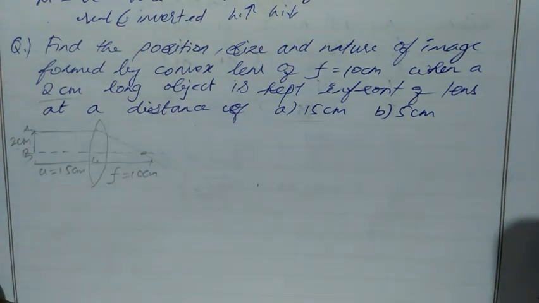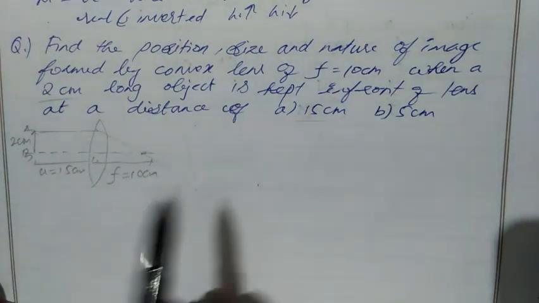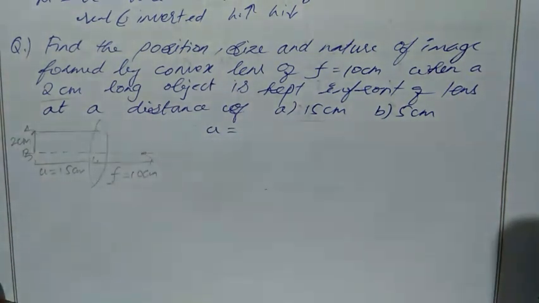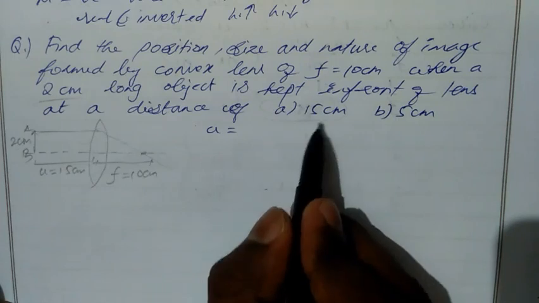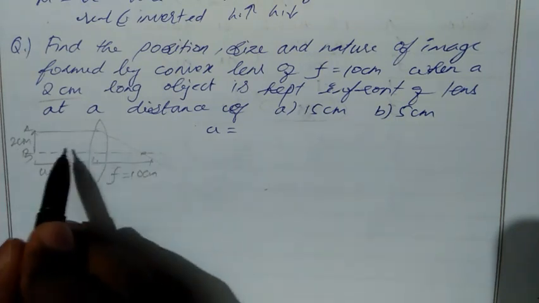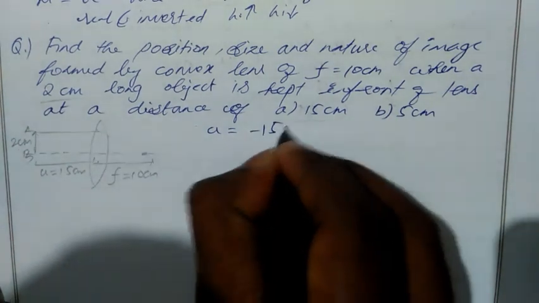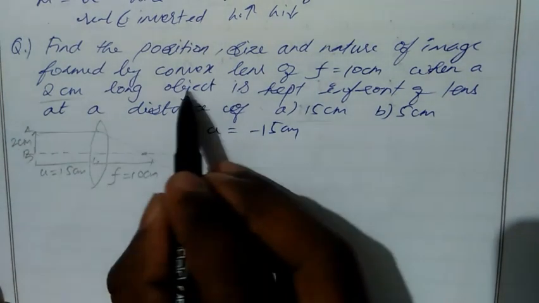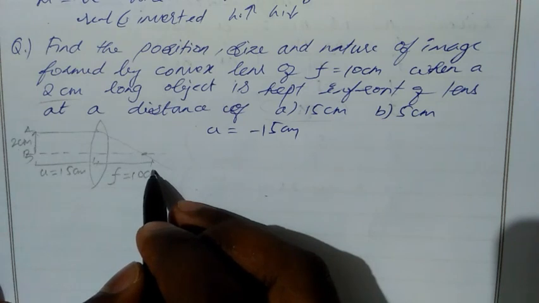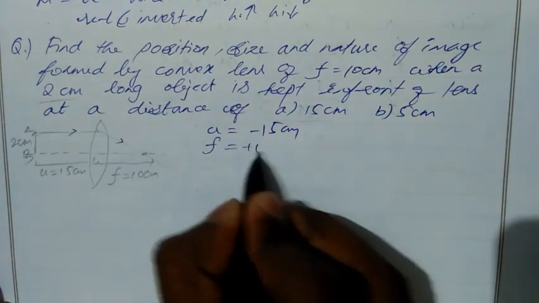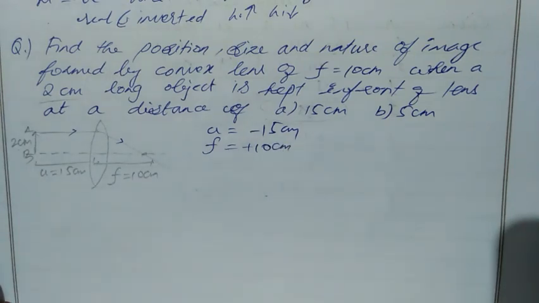First we have to write the given data with sign. Okay, we have to consider sign convention also. First we write U value. So for first condition, U is 15 cm, 15 cm behind the lens. Okay, left side. So we take minus 15 cm. Then focal length of convex lens comes right side in the direction of incident ray. So we take f equal to plus 10 cm. We have to find the position, size and nature.